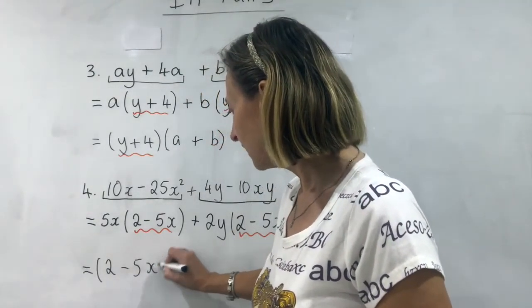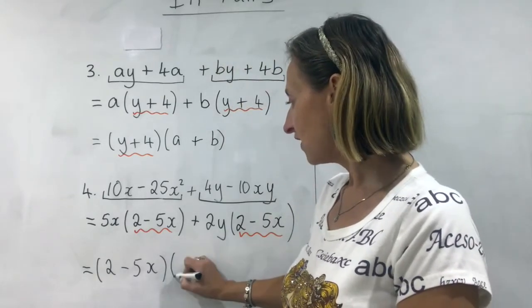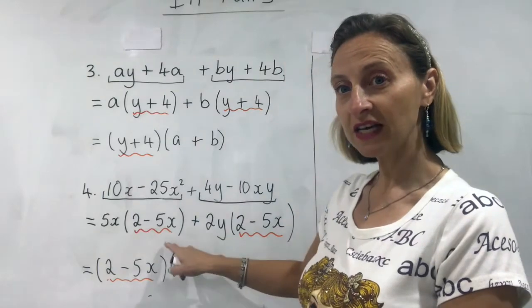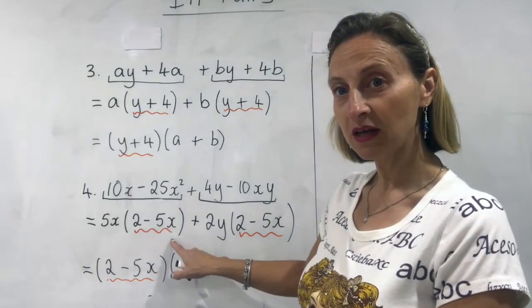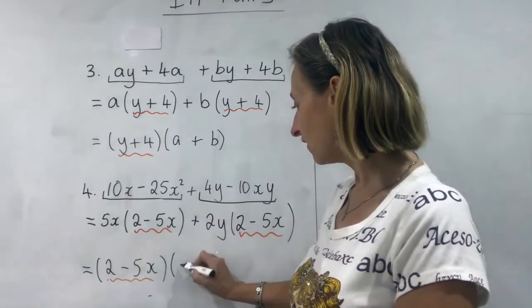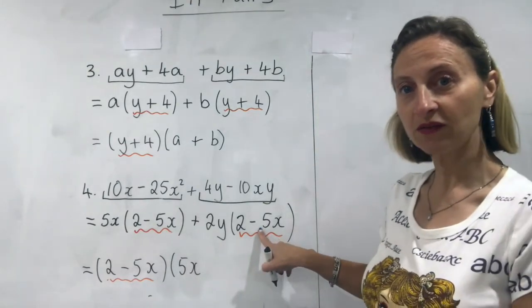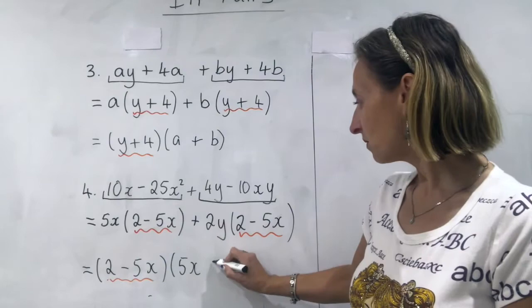So I have 2 minus 5x, and then I need to write down what's left. If I've taken out the 2 minus 5x from here, I'm only left with 5x. And if I take out the 2 minus 5x from this side, I'm left with plus 2y.